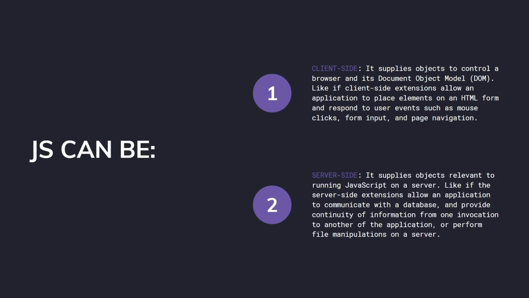JavaScript can be either client-side or server-side. From the client side, it supplies objects to control a browser and its document object model. Basically, we can put elements on HTML which bring more creativity, more interactivity with the user through clicks, inputs, or page navigation. When it comes to server side, JavaScript supplies objects to run on a server. We can communicate with a database, provide information from one invocation to another of the application, or perform file manipulation on a server.